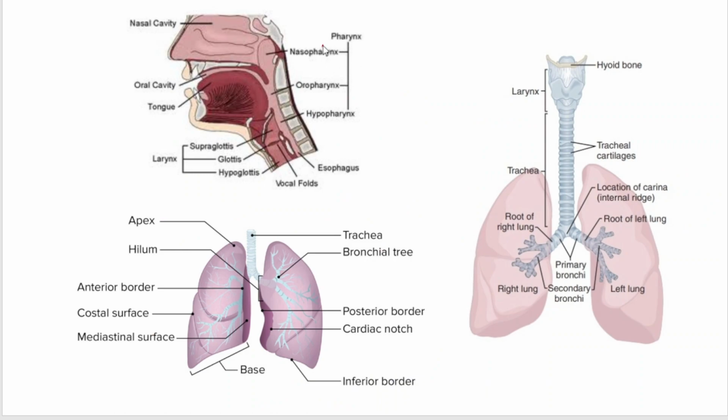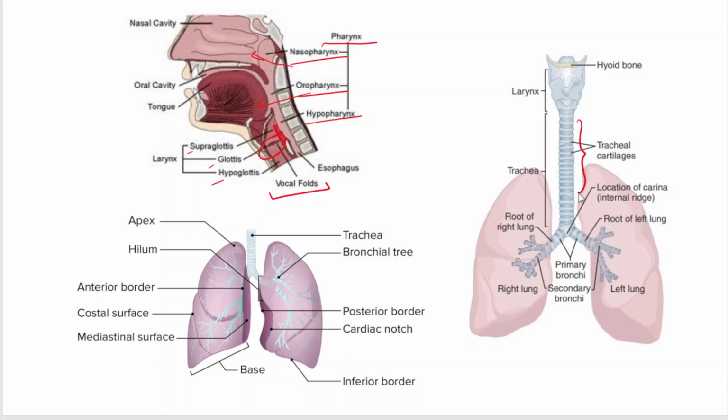Our pharynx can be divided into three parts: the nasopharynx, which is associated with the nasal cavity; the oropharynx, which is connected with the oral cavity; and the hypopharynx. Similarly, the larynx can be divided into three parts: supraglottis, glottis, and hypoglottis. Glottis is a very thin membrane-like structure which divides the esophagus from the larynx, and it has vocal cords which create the vocal sounds.